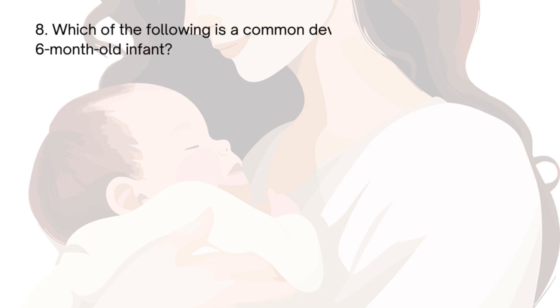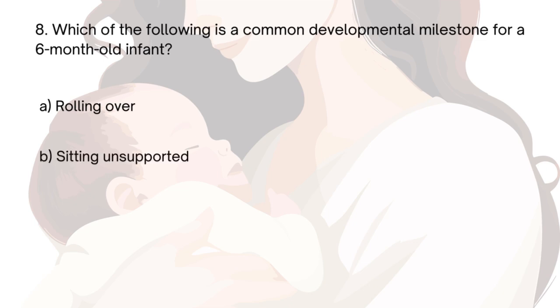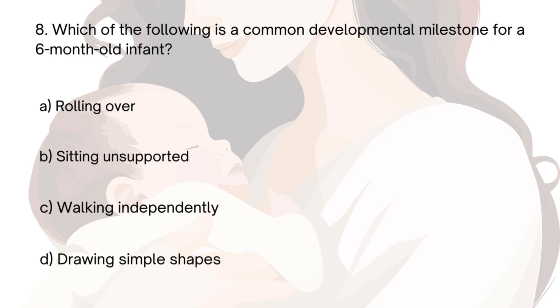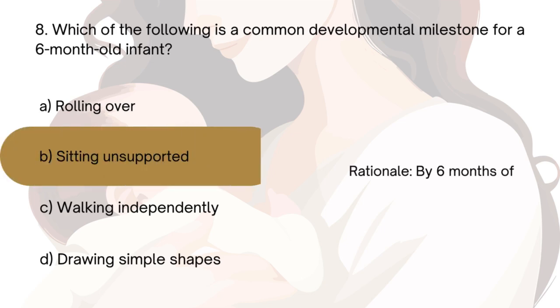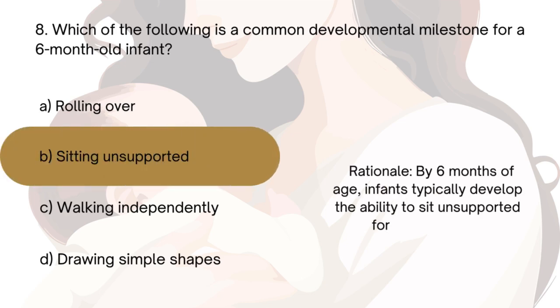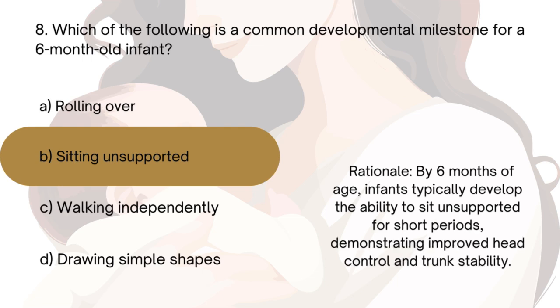8. Which of the following is a common developmental milestone for a 6-month-old infant? A. Rolling over. B. Sitting unsupported. C. Walking independently. D. Drawing simple shapes. Rationale: by 6 months of age, infants typically develop the ability to sit unsupported for short periods, demonstrating improved head control and trunk stability.